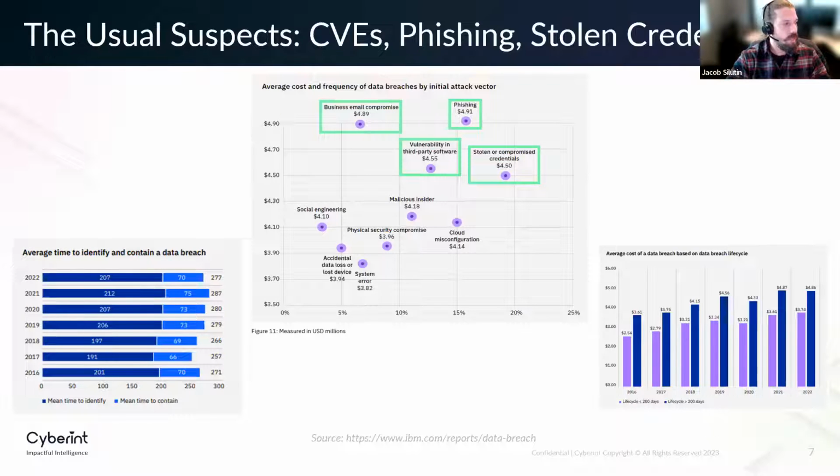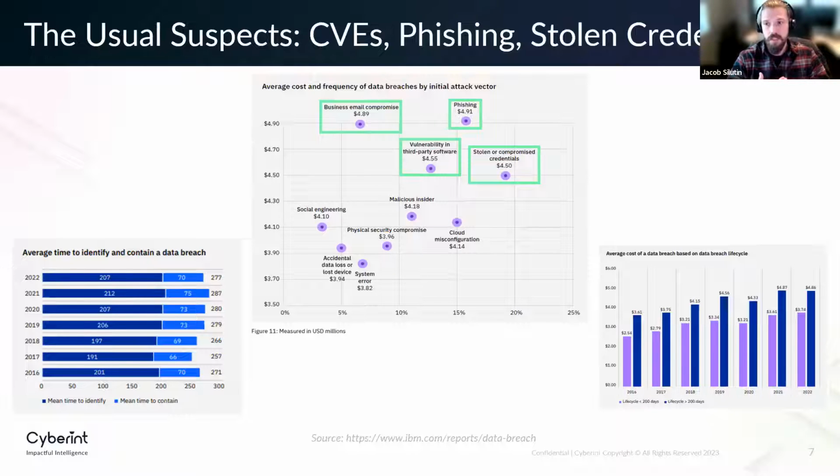What is interesting to look at is the two smaller tables on the left side and the right side. On the left side, we see the average time to identify and contain a data breach. The mean time is somewhere around 277 days from identification to containing a breach. That's in 2022.